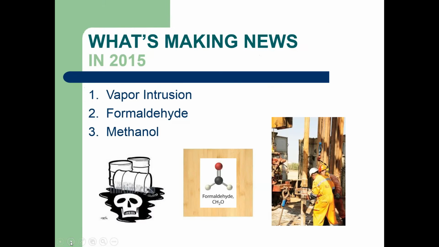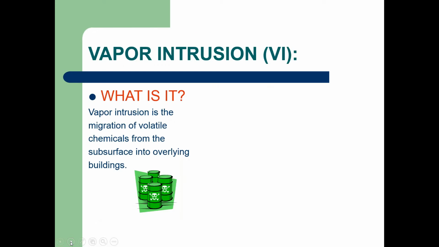So here are some air sampling topics that I feel are making news in 2015. First is vapor intrusion, along with formaldehyde and methanol. So let's start with vapor intrusion, or VI for short. US EPA defines vapor intrusion as the migration of volatile chemicals from the subsurface into overlying buildings.